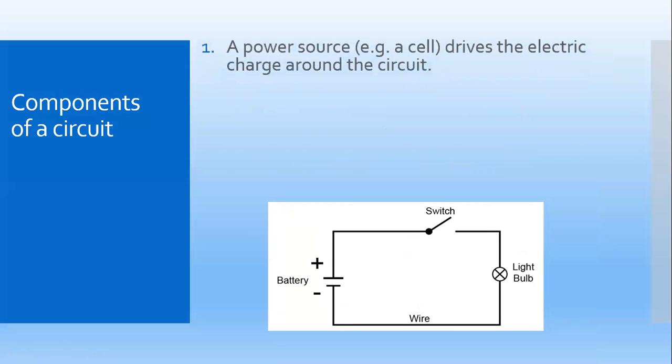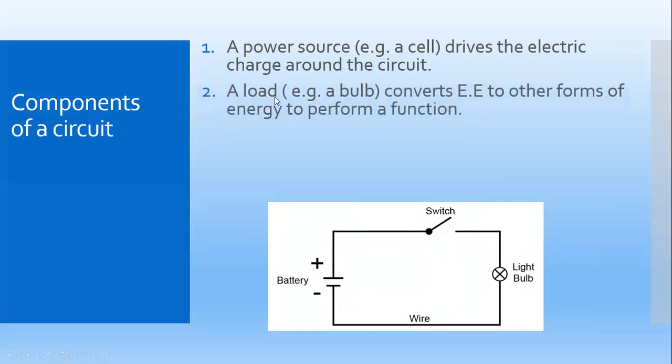Components of a circuit. A simple circuit consists of a source. Source means cell or battery that drives the electric charge around the circuit. What is the function of the source? The function of the source, meaning cell or battery, is that it drives the electric charge around the circuit.